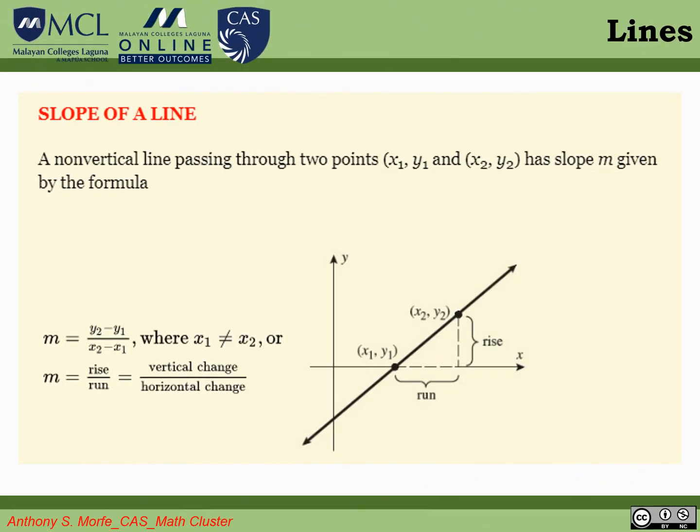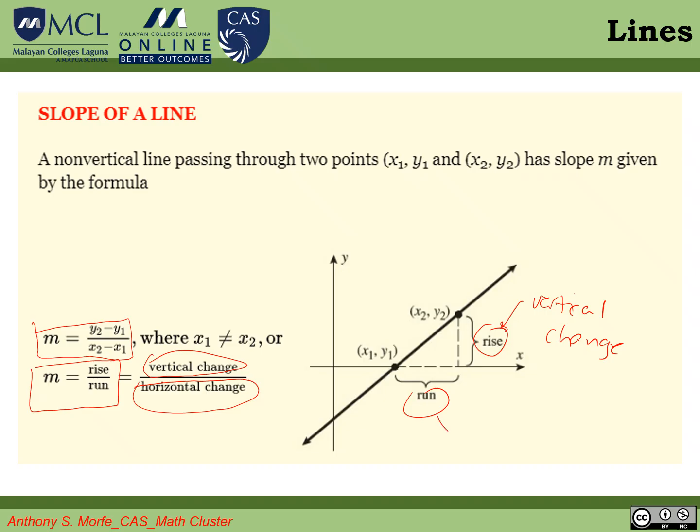Okay, and then after that we talked about the slope of a line, where we derived this formula of the slope. Okay, slope is defined as rise over run. So this is the vertical change divided by the horizontal change. This is the rise, or the vertical change. And this is the run, or the horizontal change. Okay, so this is what we had last time.